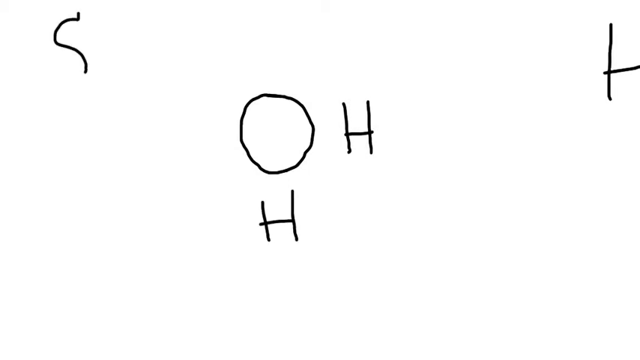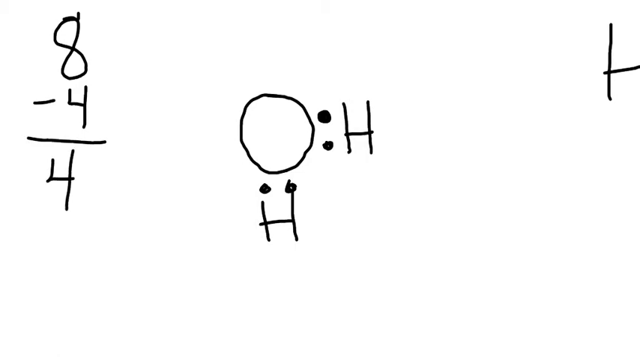So I'm going to put oxygen in the center, and I'm going to put a hydrogen over here and a hydrogen over here. Remember, I had 8 valence electrons to work with. First, I'm going to place 2 here, and that's going to bond that hydrogen to the oxygen. Then I'm going to put 2 there. So I've used a total of 4 electrons. I have 4 electrons left to distribute. I'm going to put a pair here and a pair here.